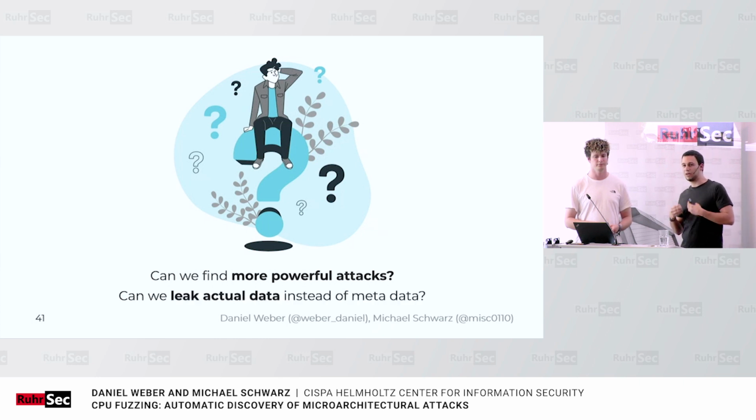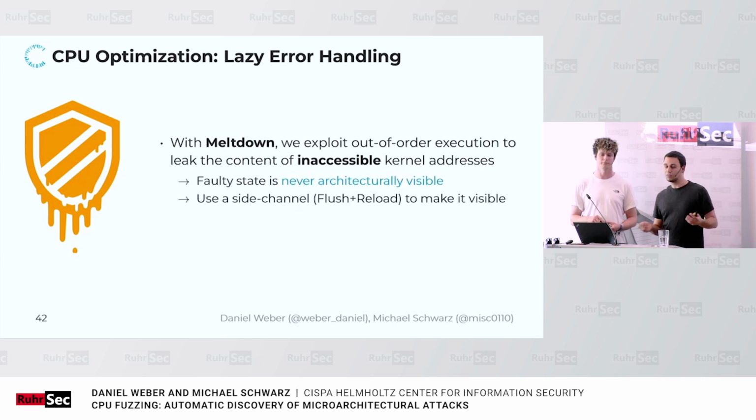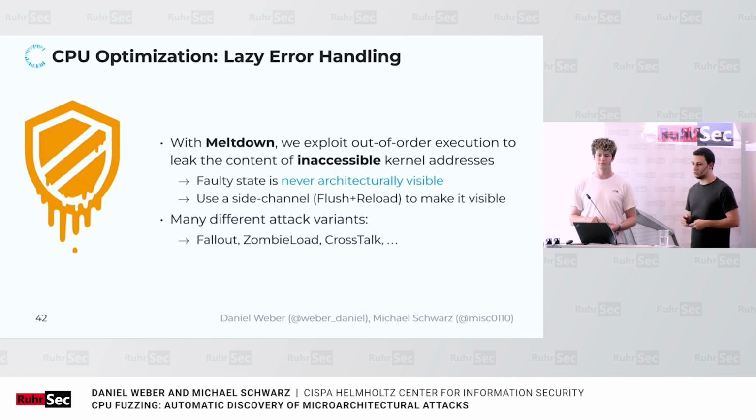I'm talking about microarchitectural attacks that really leak data. So not only metadata, so information about data, but the real actual data. I'm thinking about something like Meltdown. Meltdown is also a microarchitectural attack. It exploits out-of-order execution with lazy error handling so that you can already get some inaccessible data for a short period of time during this transient execution and then combine that with a side channel to make it architecturally visible. And that would be pretty nice to also find in an automated way.